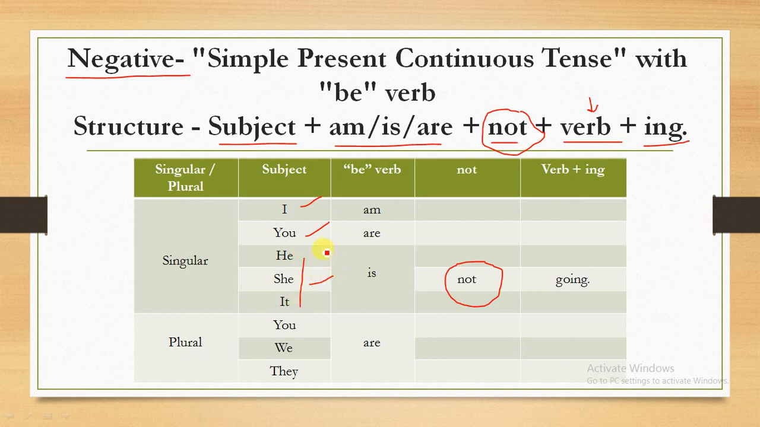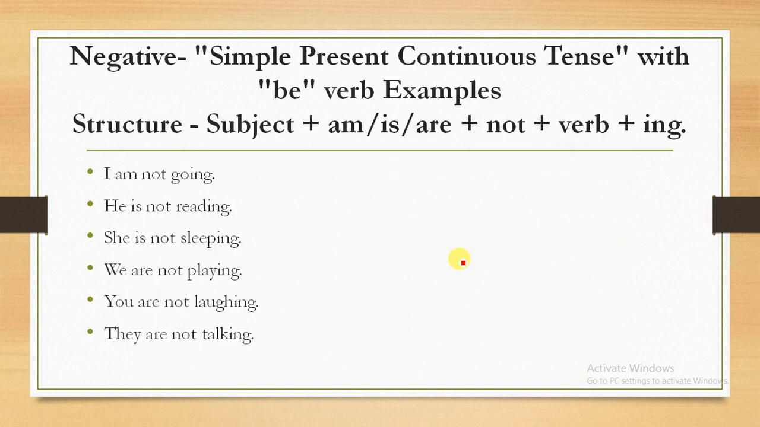For example, you are not going, means we are directly saying you are not going. This type of thing comes in negative sentences. So right now we will go through some examples. For example, I am not going, he is not reading, she is not sleeping, we are not playing, you are not laughing, they are not talking.